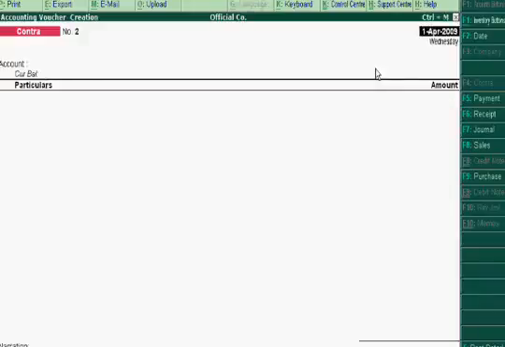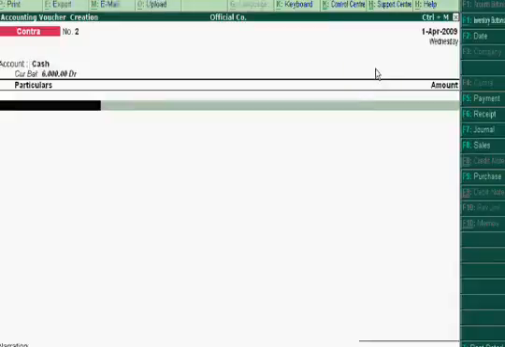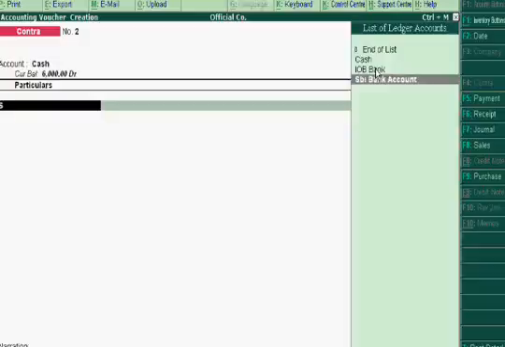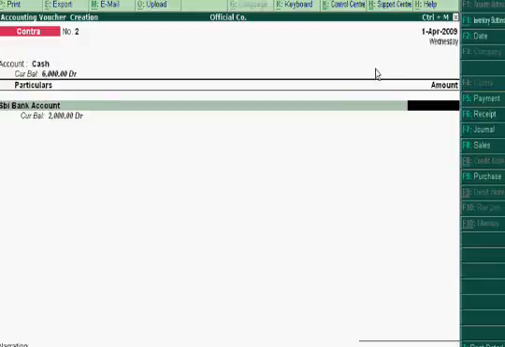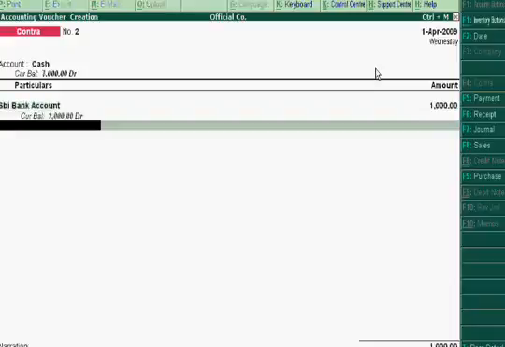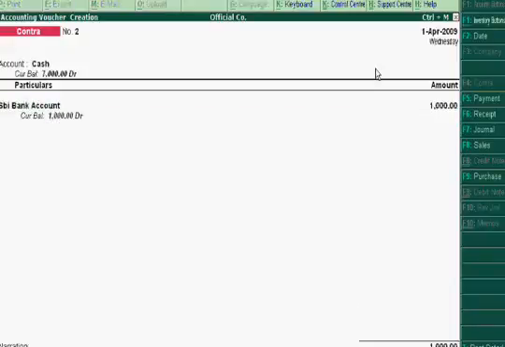Suppose we are withdrawing 1,000 from the same bank, so we will write here cash account and SBI bank account. Suppose 2,000 we already deposited. Now today we are withdrawing 1,000 rupees. Write the cheque number. Accept it.